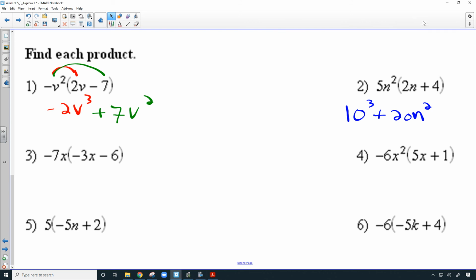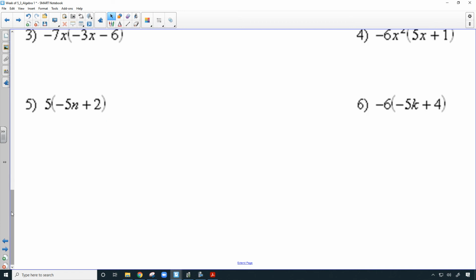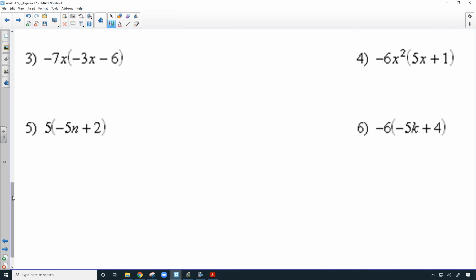Okay, so moving to the next one. Aiden, why don't you help me out with this next one? So we need to do negative 7x times negative 3x. What happens when I multiply those? Negative 7x times negative 3x. 21x to the second. You are correct. That's the answer. So 21x to the second.